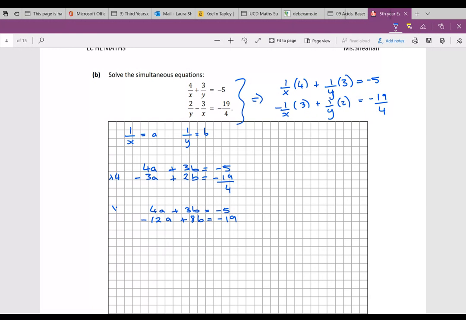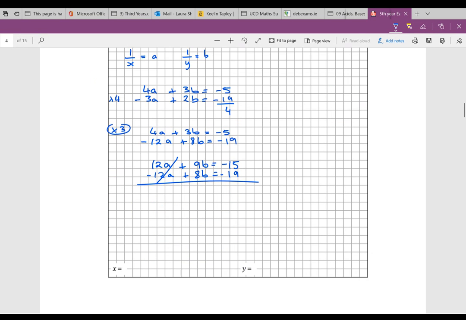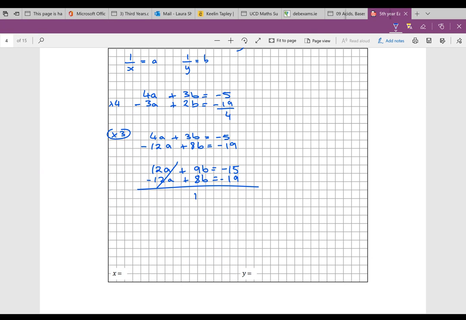Again, if I multiply this top one now by 3, I'll have 12a + 9b = -15 and -12a + 8b = -19. Your a's cancel off. You'll have 17b = -34, so b will be equal to -2. Now remember, 1 over y was equal to b.